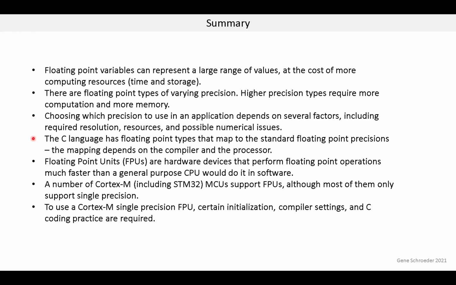The C language has floating point types that map to the standard floating point precisions, but that mapping depends on the compiler and the processor. Floating point units are hardware devices that perform floating point operations much faster than a general purpose CPU would do it in software. A number of the Cortex-M MCUs that are used for STM32 support FPUs, although most of them only support single precision. And then finally, to make use of a Cortex-M single precision FPU, certain initialization, compiler settings, and C coding practices are required.